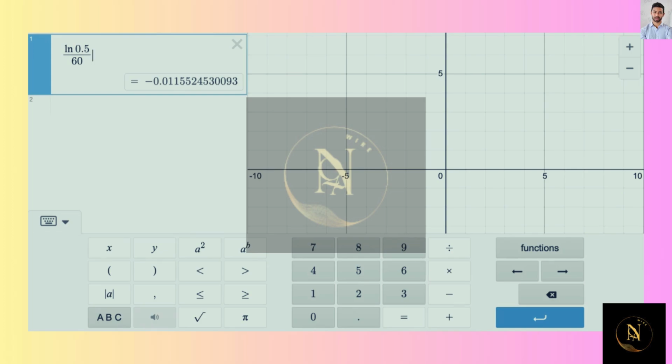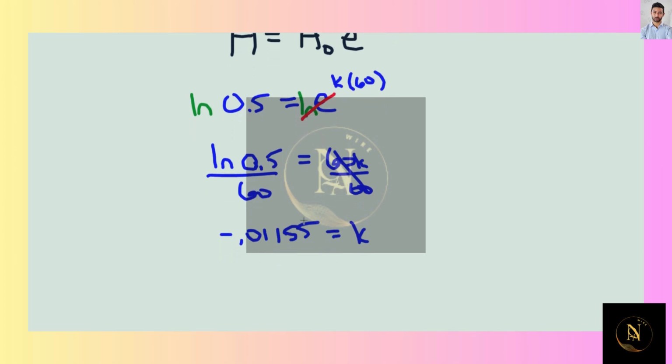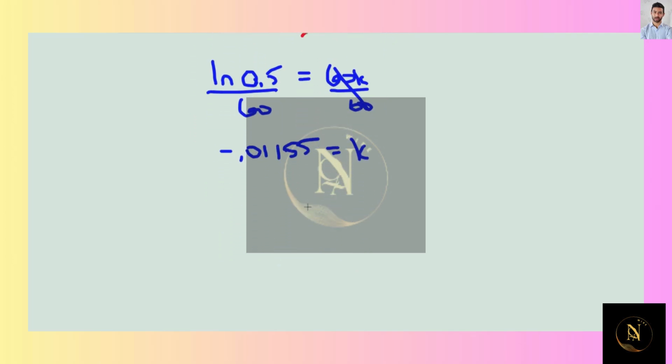Actually, I'll go to 5. Negative 0.01155. Might not make much of a difference, but what we're doing here is helping to develop a formula.